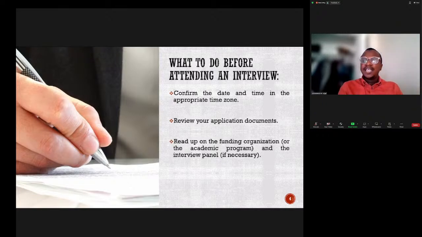Then read up on the funding organization. So if you're going for a Commonwealth scholarship or a Chevening scholarship interview, you want to read up on the organization. You want to know their values. You want to know their vision. You want to know their mission statements. You want to be sure, because the funding organization wants to be sure that you are familiar with the scholarship you're applying to. What are their objectives? Because that way you can always tailor your responses to the mission statement or the objectives of that particular scholarship. They want to go back to the academic program that you're applying to.